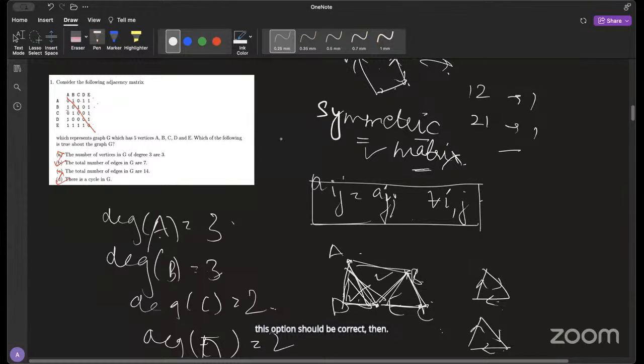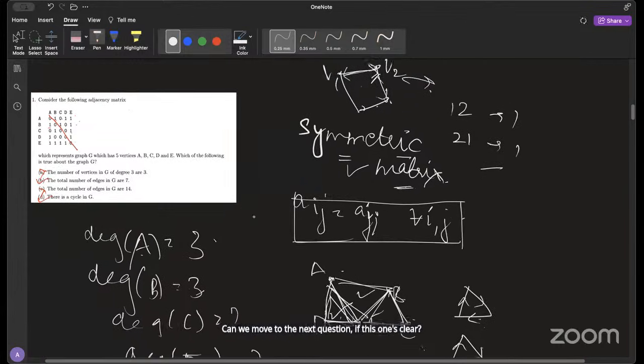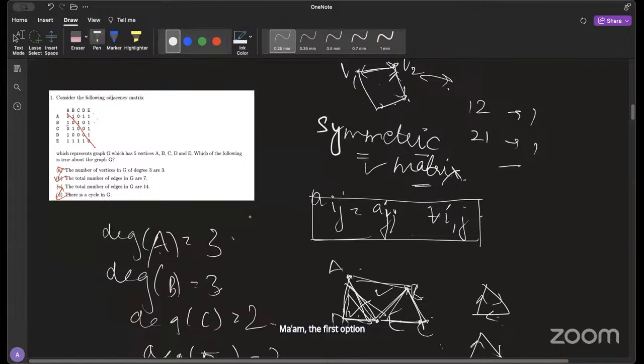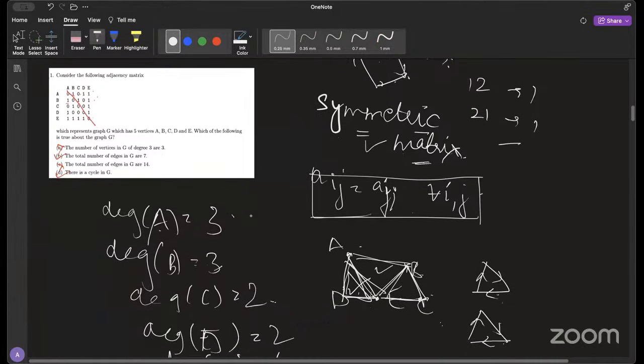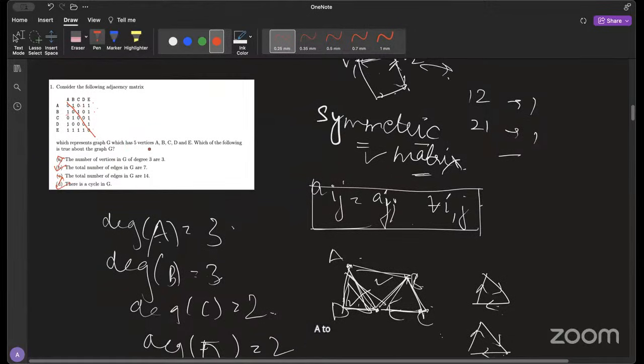Can we move to the next question if this one's clear? Yes, ma'am. The first option says the number of vertices is 13, ma'am. Where? The number of vertices in this graph is 13? It's A to E, 5. How about 13? It's in the question. Okay, the number of vertices is just 5, right? The vertices are A, B, C, D, E.